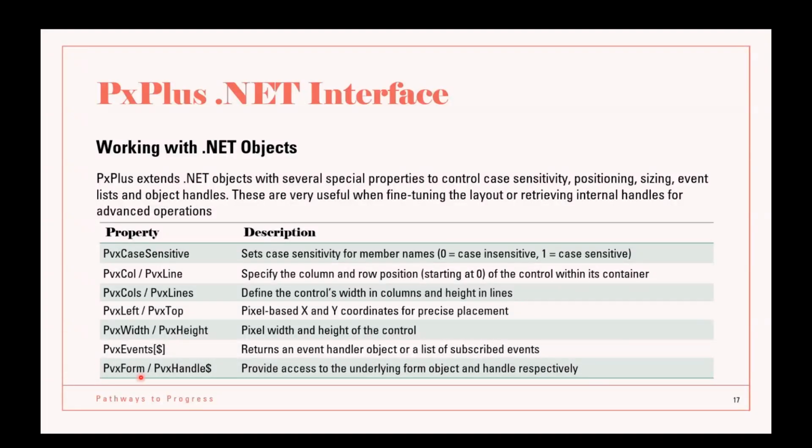The PBX form extended property allows you to access the win form that the .NET control is drawn into. Whenever you draw a .NET control on the PxPlus screen, effectively it draws a win form and then draws the object in it. And if you need to access that win form to change its size or background color or things like that, you have access to it using this property. And PBX handle $, I mentioned very briefly, is how you pass .NET objects into a .NET object.